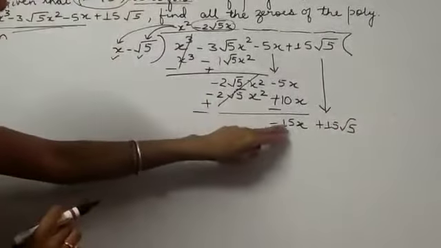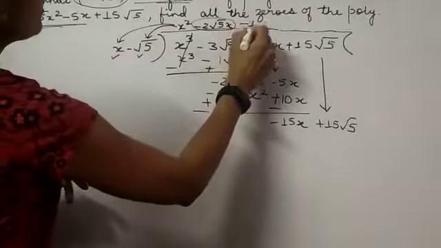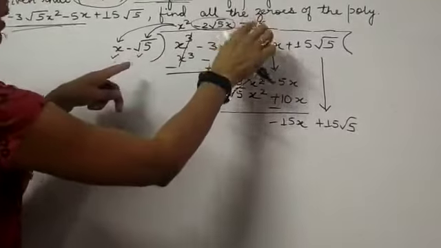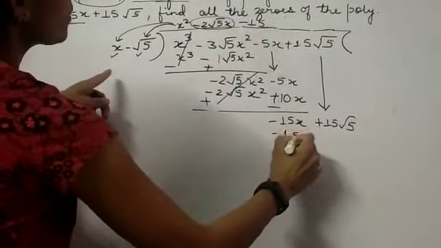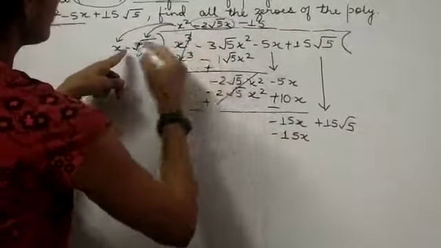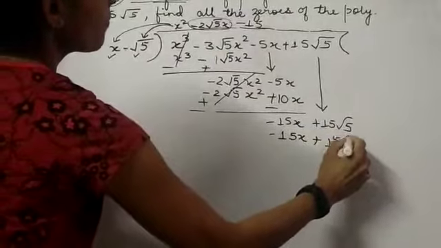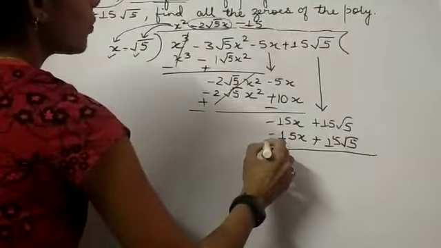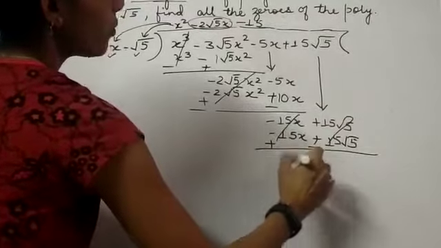Now you see here it is minus 15 and here it is just x. So I will be writing here minus 15. Multiplying this with this and with this also, this will be minus 15x. Minus and minus is plus 15 root 5. Again subtracting, so your remainder is 0.